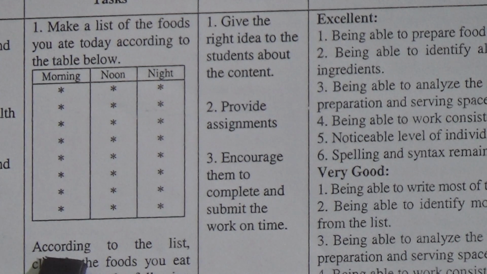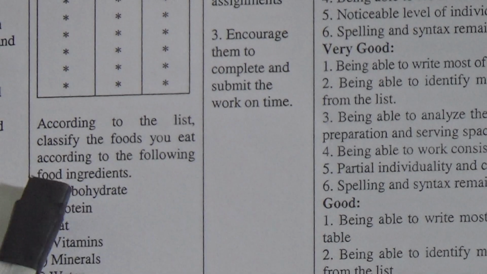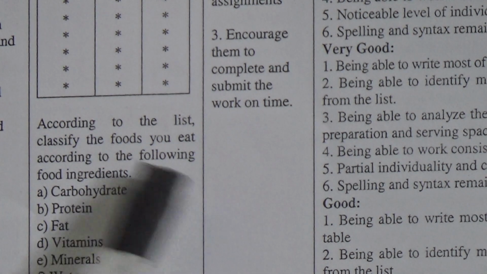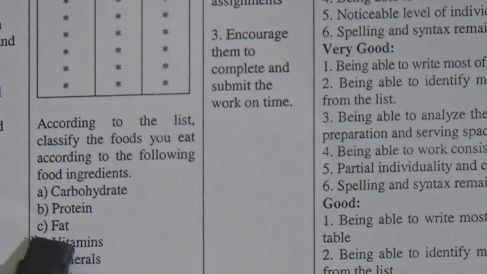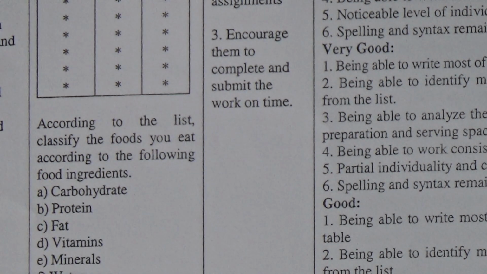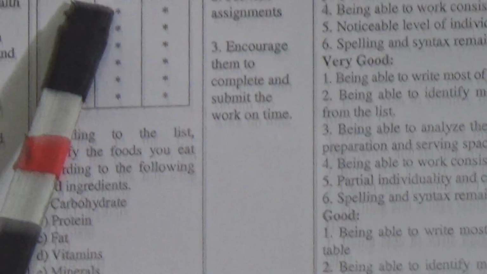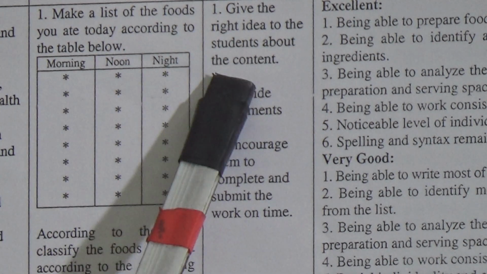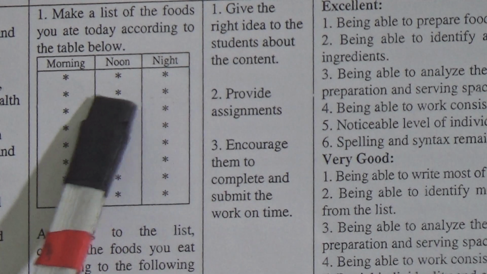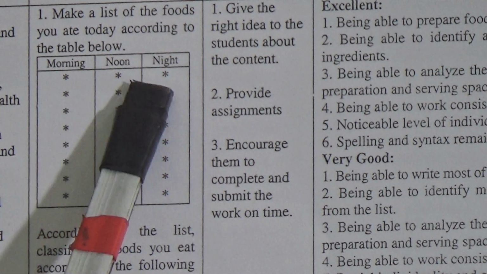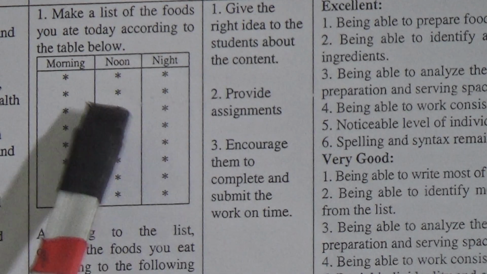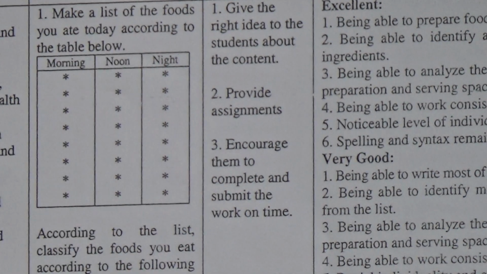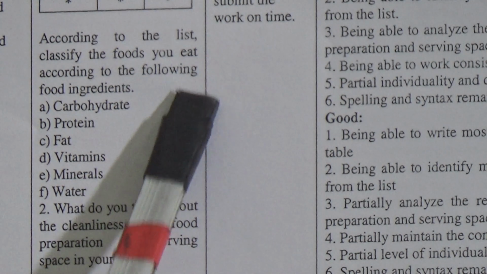And now according to the list, classify the foods you eat according to the following food ingredients. Student, we know that there are 6 types of food elements in our food. They are carbohydrate, protein, fat, vitamins, minerals and water. In your table, for what you have written for morning, noon and night, for example, suppose at noon you take rice, you have to write the source of rice. So you can write here carbohydrate like this.